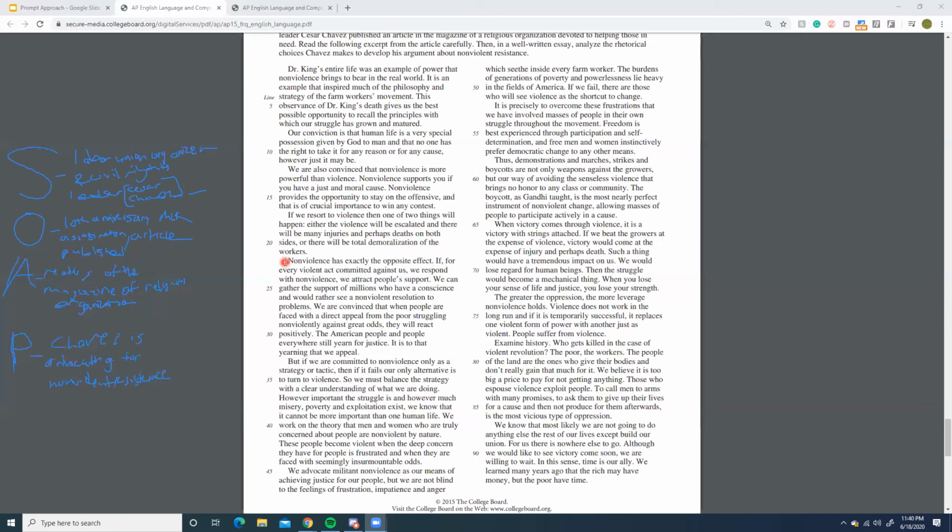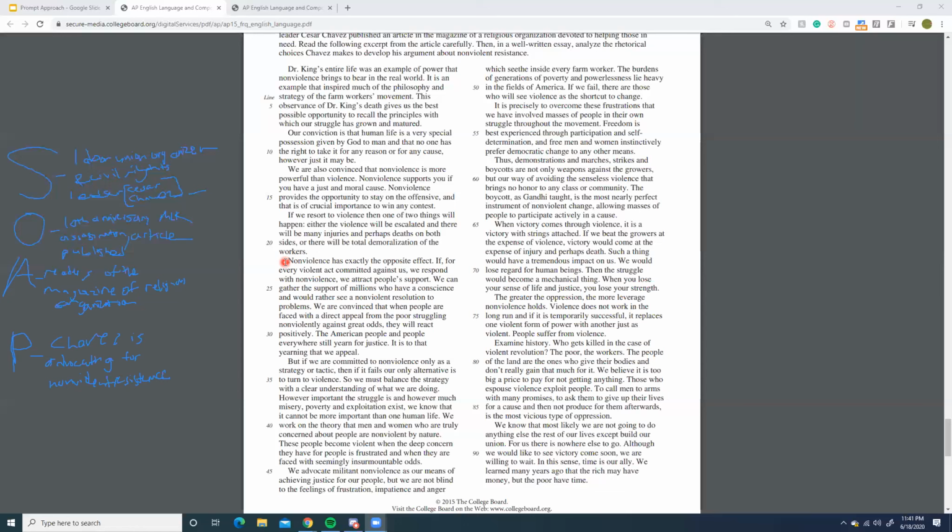We can gather the support of millions who have a conscience and would rather see a nonviolent resolution to problems. We are convinced that when people are faced with a direct appeal from the poor struggling nonviolently against a great enemy, against great odds, they will react positively. The American people and people everywhere will still yearn for justice. It is to that yearning that we appeal.